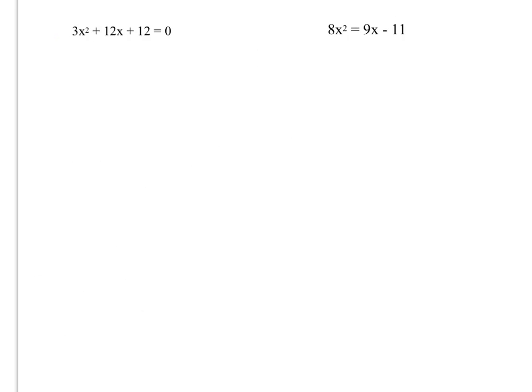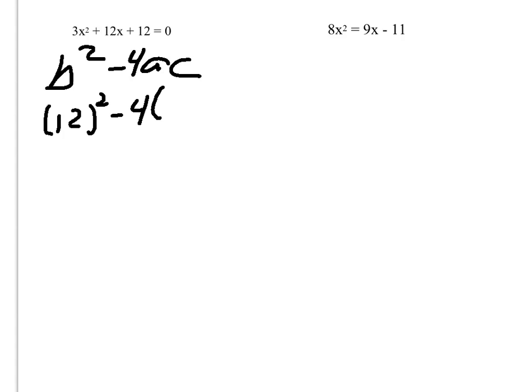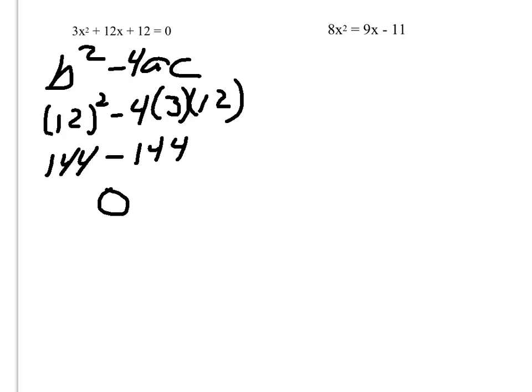Here we've got a couple more examples. Again, make sure that it's set equal to 0 before we go any further. And now it's just a matter of plugging in to b squared minus 4ac again. So we have 12 squared minus 4 times 3 times 12. So we'll have 144 minus 4 times 3 times 12, which is 144. So the discriminant will be 0, which means we will have one real solution.